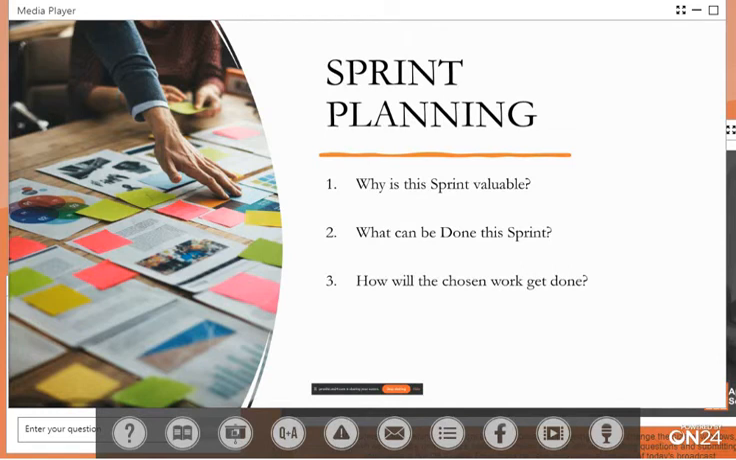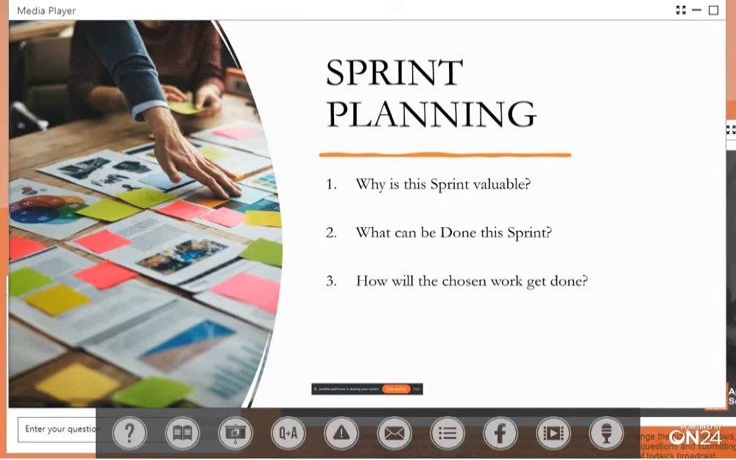So that brings us to the next question, which is what can be done in this sprint. We have to be realistic about what we're going after. How big a tool is this? How big a feature is this? Dial in and be very locked in and understand what you need to deliver.